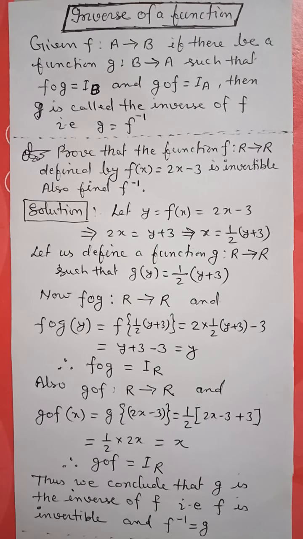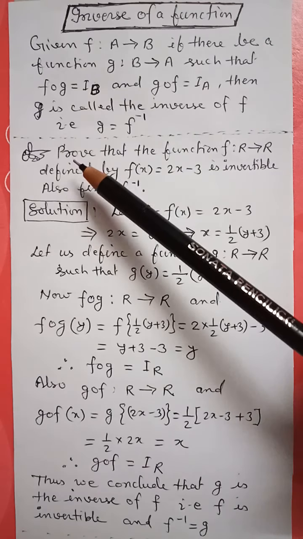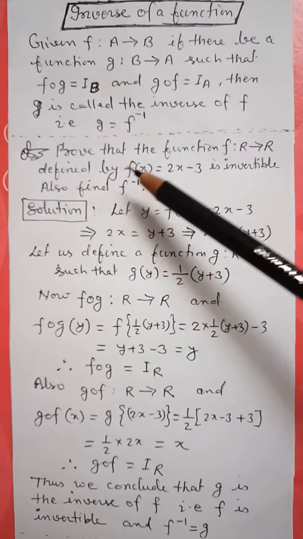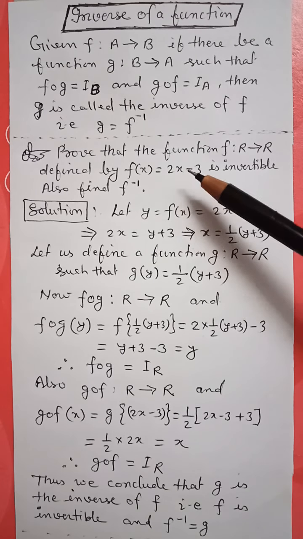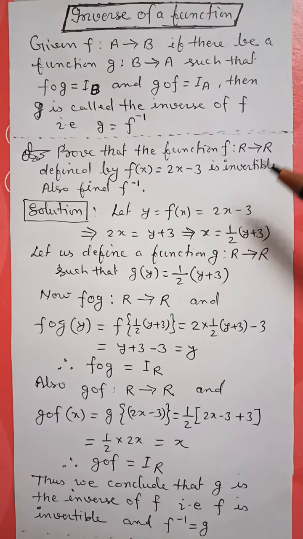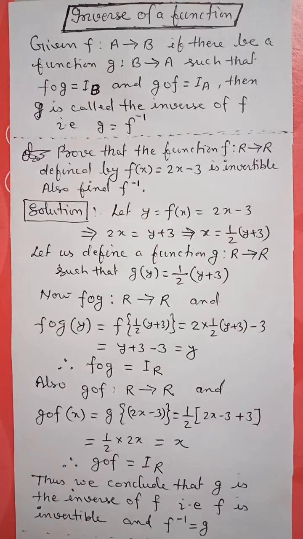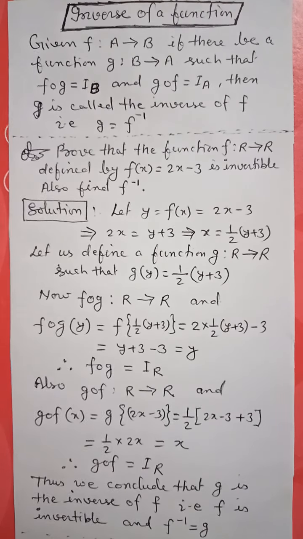Now, let us solve a problem on inverse of the function. Prove that the function f from R to R defined by f of x is equal to 2x minus 3 is invertible. Also find f inverse. By invertible we mean that there is an inverse to this function.